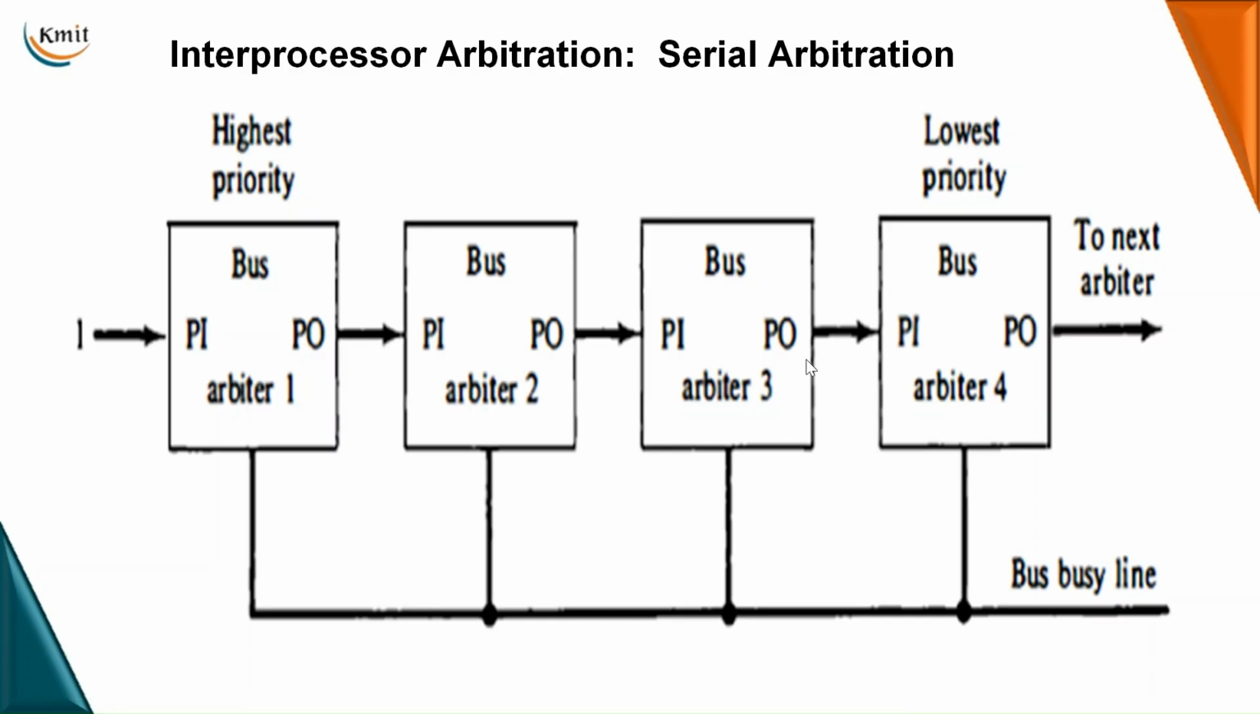And the next disadvantage is that you cannot assure fairness, because a low priority device might be locked out indefinitely. See, if processors 1, 2, 3 are continuously or simultaneously accessing the bus, and processor 4 wants to access the bus, it will not get a chance. It might be locked out forever. So that is the major disadvantage of the serial arbitration technique.